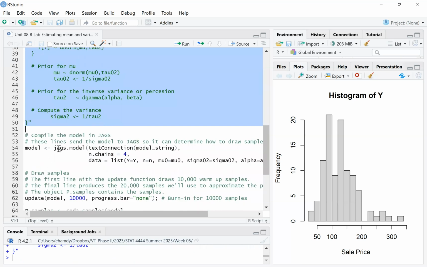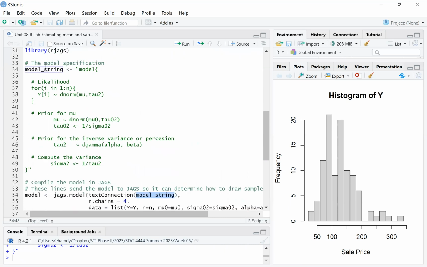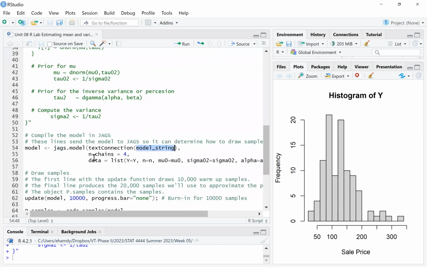And then I will compile the model to make sure everything is fine, and the function will randomly select initial values. So I gave a name, I save everything under this name, model, and the function is jags.model. And then I use textConnection. I gave the name of the model, the definition of the model that I gave before. And then I will ask for number of chains. Let's ask for 4, changed simultaneously.